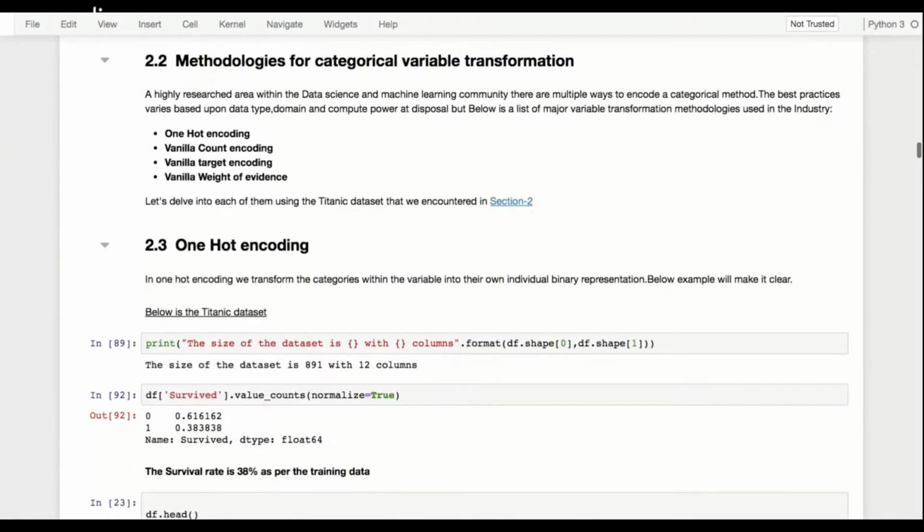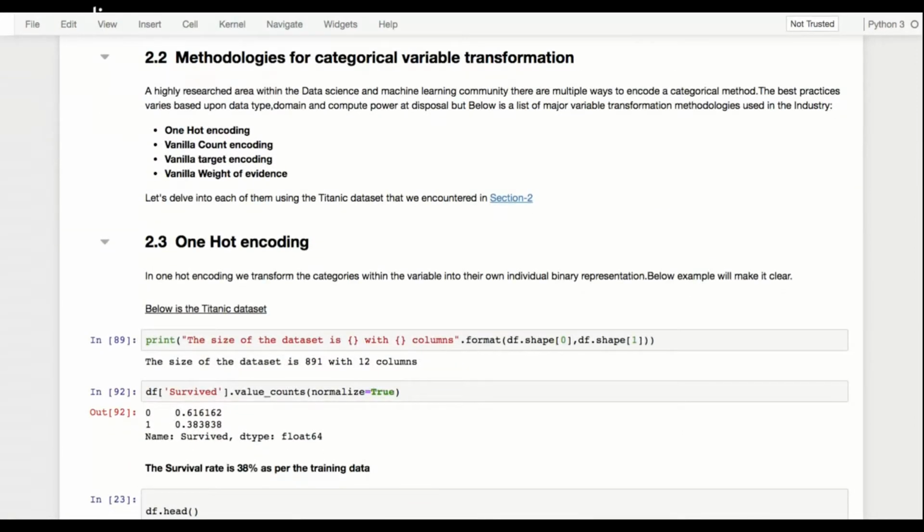So let's move to the different methodologies for categorical variable transformation. We will mainly look at 4 methodologies: one-hot encoding, vanilla count encoding, vanilla target encoding, and vanilla weight of evidence. This vanilla is something that is my nomenclature. We don't say vanilla. The reason I mentioned vanilla is all of these encodings can be done in a much more sophisticated way. We'll of course cover some sophistication here, but mainly we will start off with the base things and build on top of that.